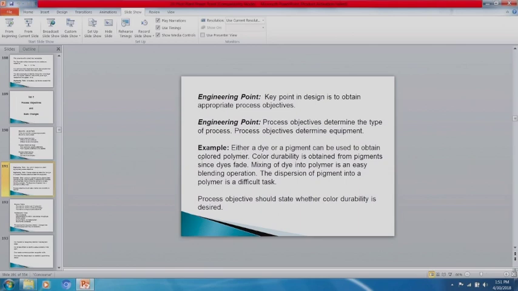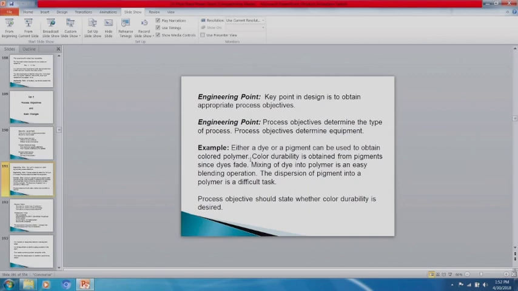You're asked to make a colored polymer. You're asked to make red plastic for kids' fire engines. You have a toy fire engine, and it's supposed to be red. So you're asked to make red plastic. And that's fairly easy to do, actually. All you do is add red dye and mix it in. And it's no more difficult than anything else.